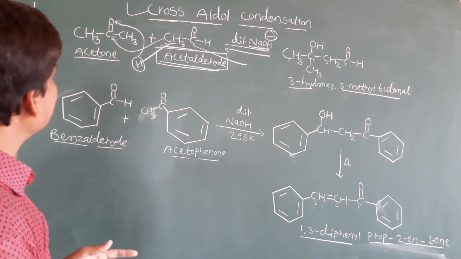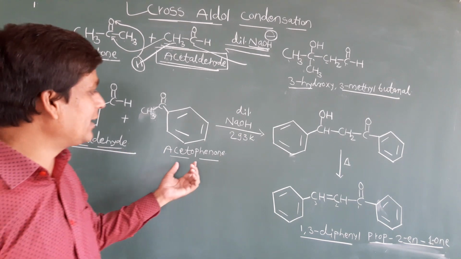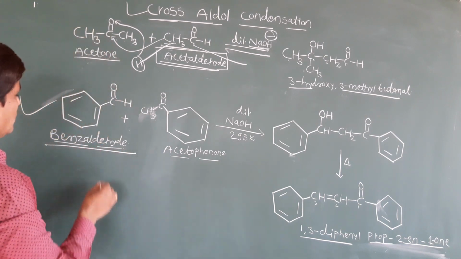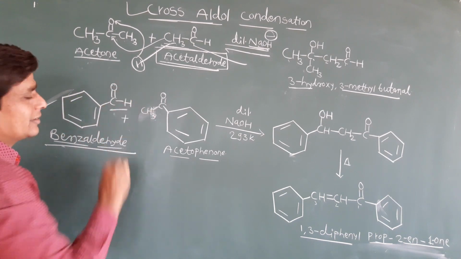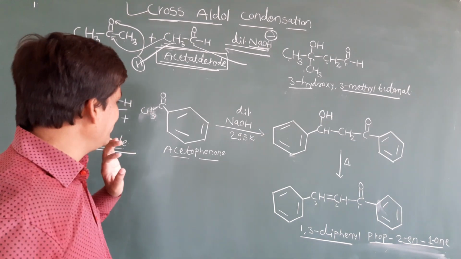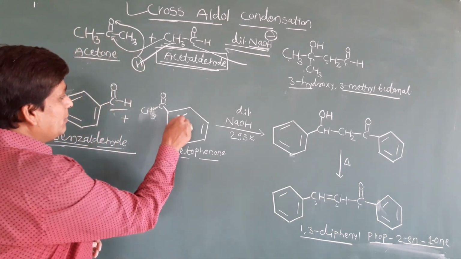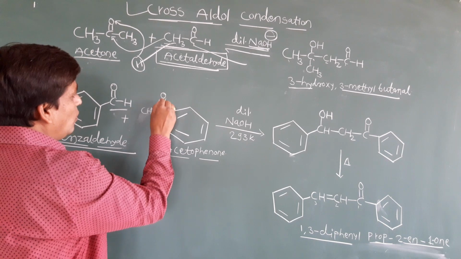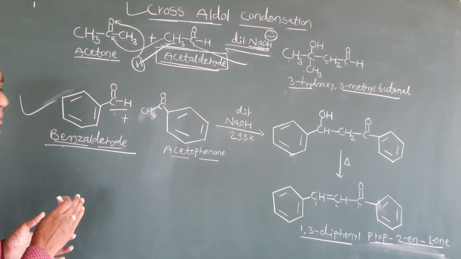Now we will discuss the second example. I have taken the benzaldehyde molecule, and another is acetophenone. Benzaldehyde is a benzene ring containing C double bond O H. And this is acetophenone, which is a ketone: benzene ring, C double bond O, CH3. Here also the same mechanism applies.